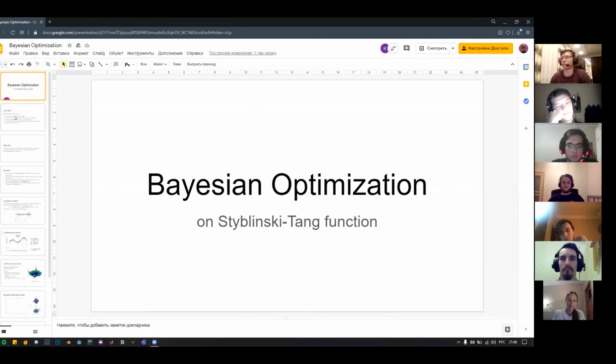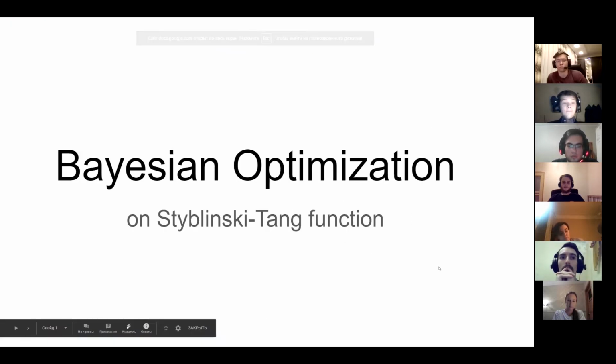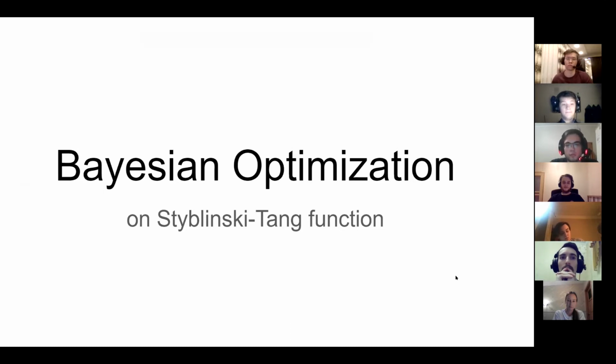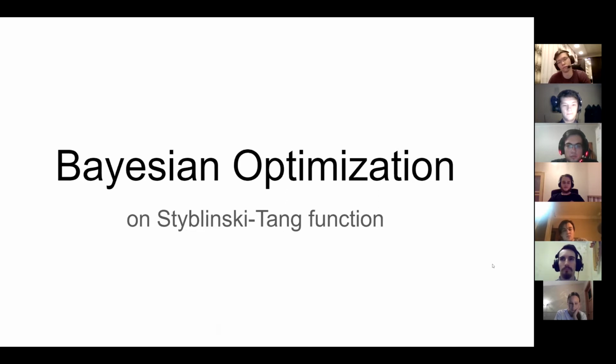We're going to be the next ones to tell you about Bayesian optimization. This is an optimization algorithm which uses probability theory and Gaussian processes to optimize black box functions.